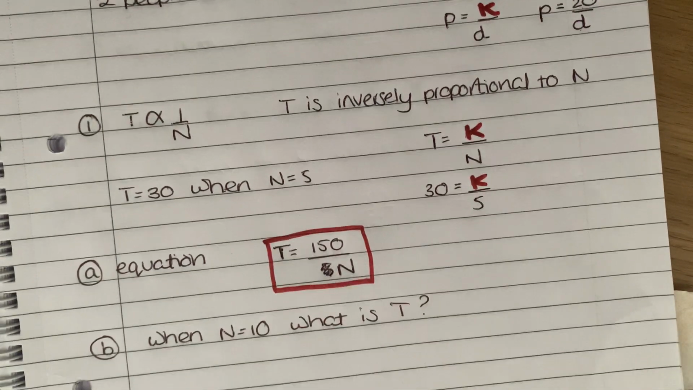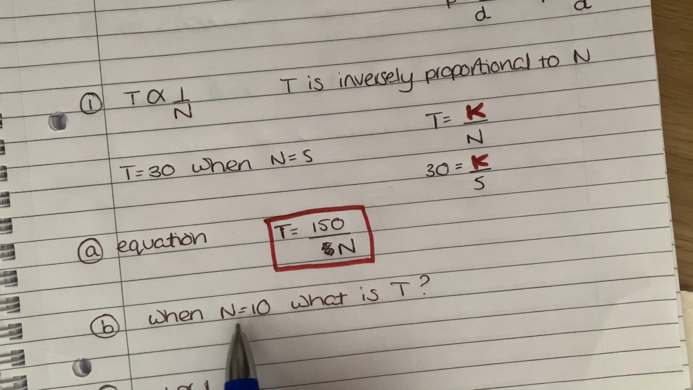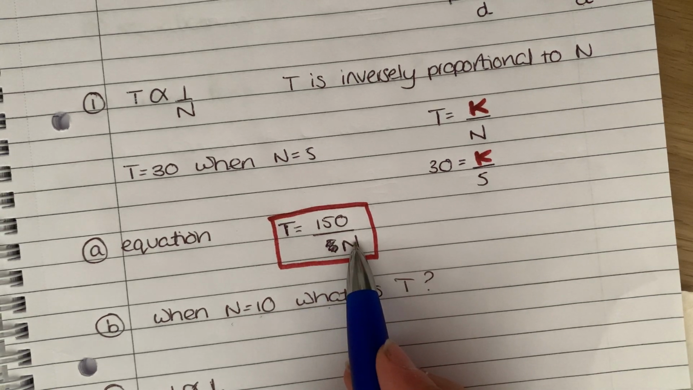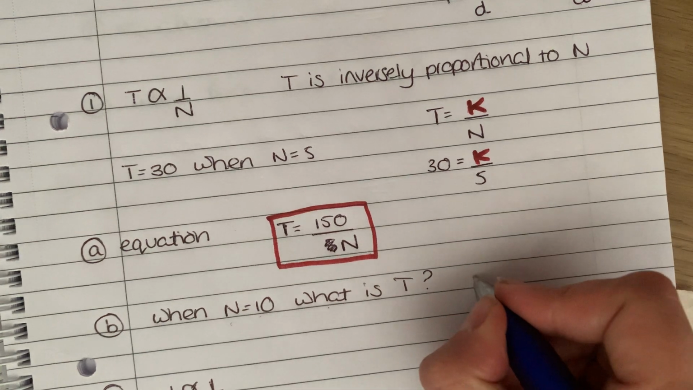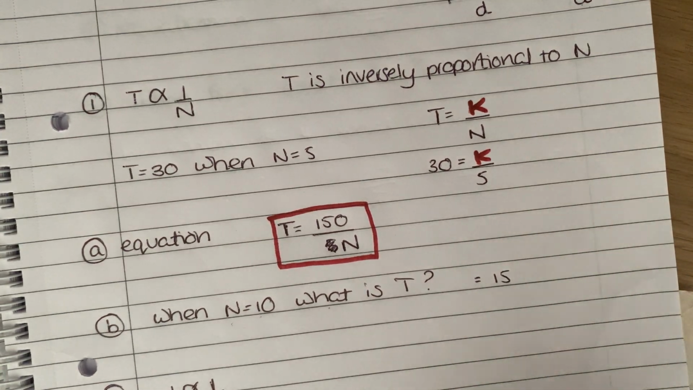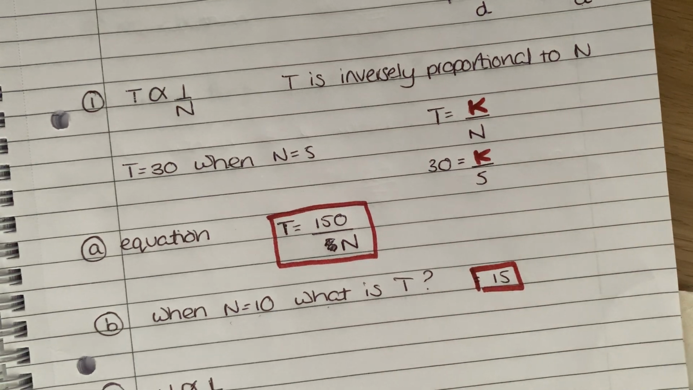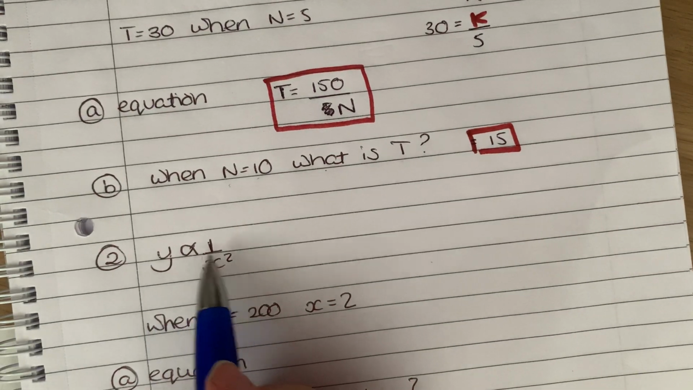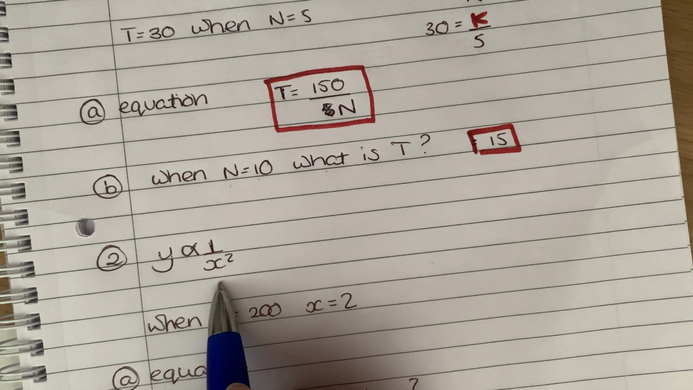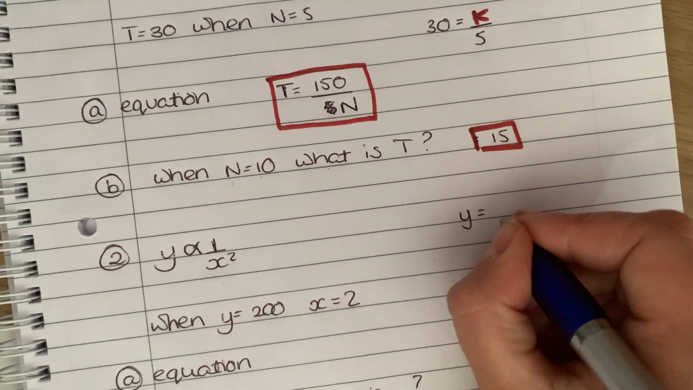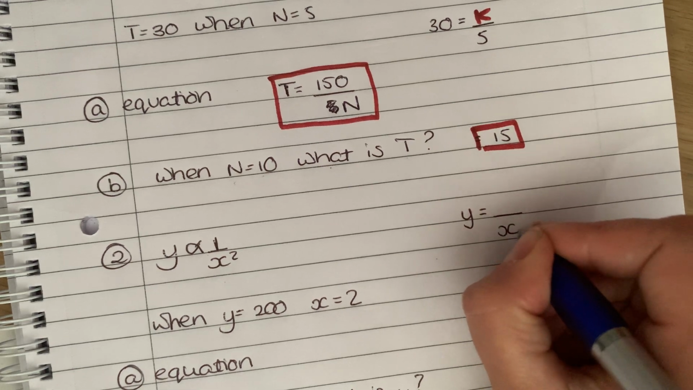Then you always have a little bit of a question underneath. So when n is 10, what is t? Well, if n is 10, 150 divided by 10 is going to be 15, so the answer to that one there would be 15. Okay, the next one. y is inversely proportional to x squared. That's what that means there. So the first thing I need to do is find my k value. So y equals k over x squared.